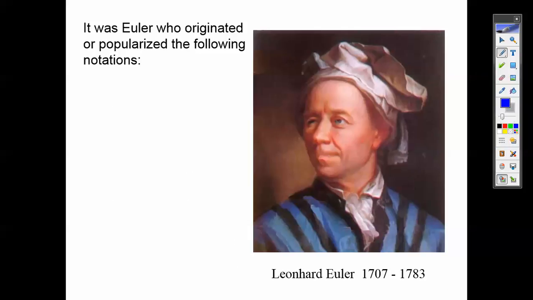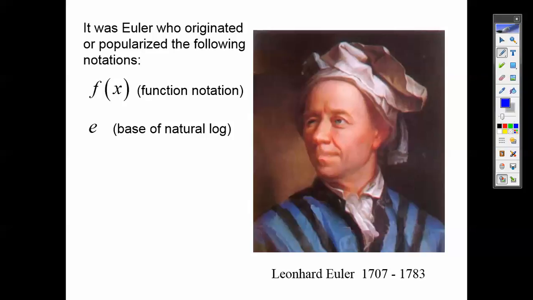Okay. It was Euler who originated or popularized the following notation. So he didn't necessarily invent them all, but he used them, maybe got some of them from some others. But he was the one who kind of is credited with really making these become commonplace in mathematical notation. Function notation. Okay, kind of a big deal. Using e as the base of the natural log. Using i for imaginary numbers, square root of -1. Using the sigma symbol for summation.